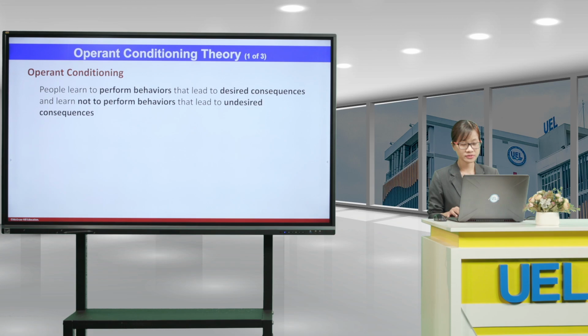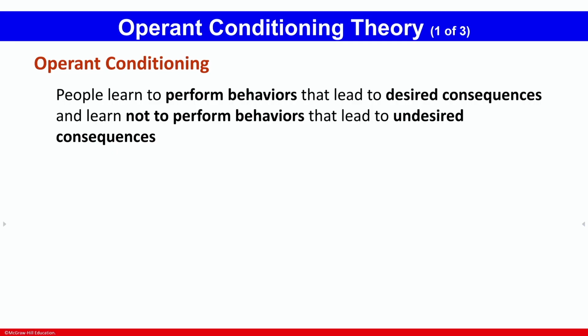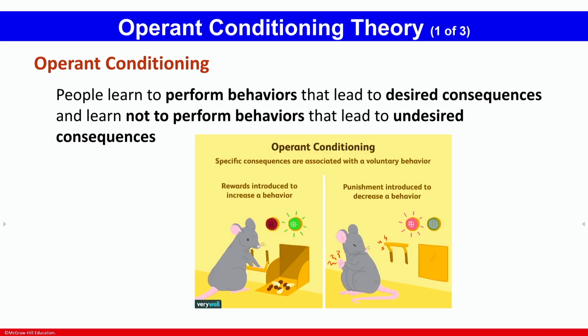So let's begin with operant conditioning. Psychologist Skinner proposed that people are motivated or not based on their desired outcomes. People learn to perform behaviors that lead to the desired consequences and learn to not perform behaviors that lead to undesired consequences. And this means managers can tie specific outcomes to specific behaviors requested of the employee. In other words, this is a method of learning that employs rewards and punishments for behavior.